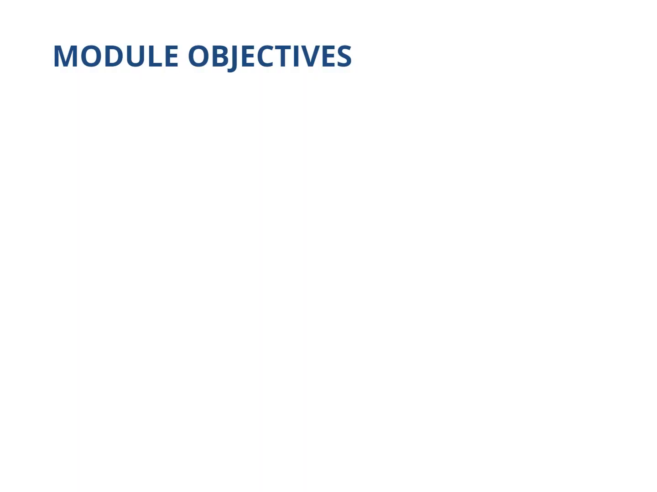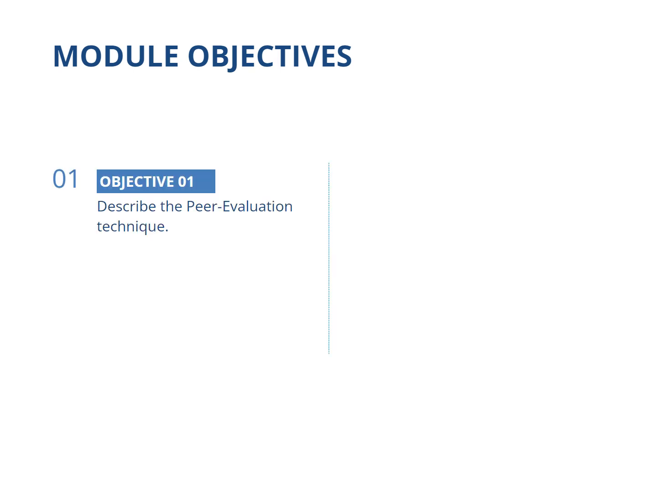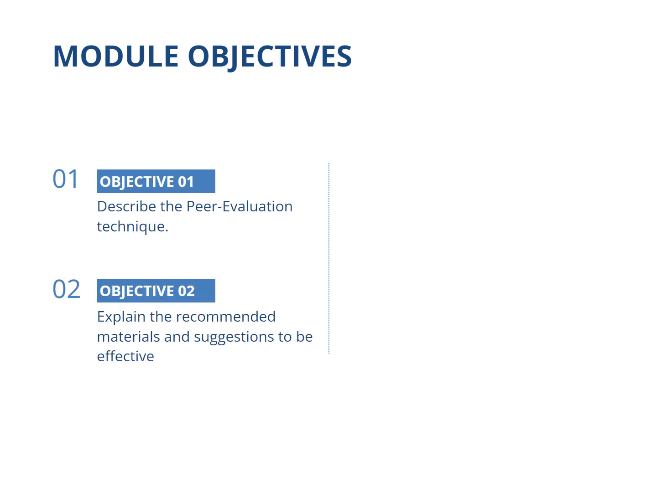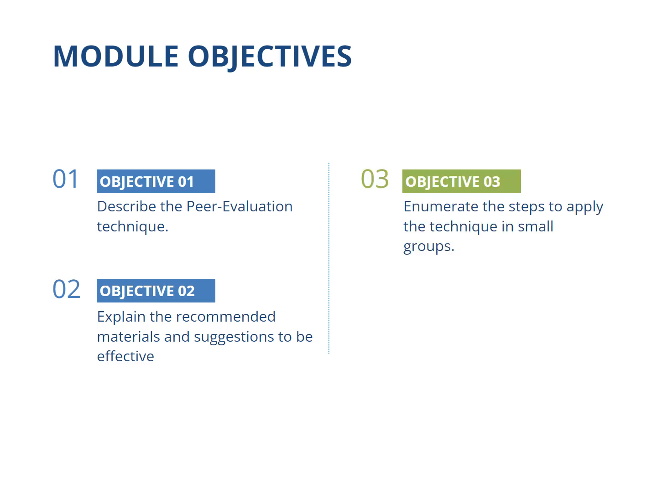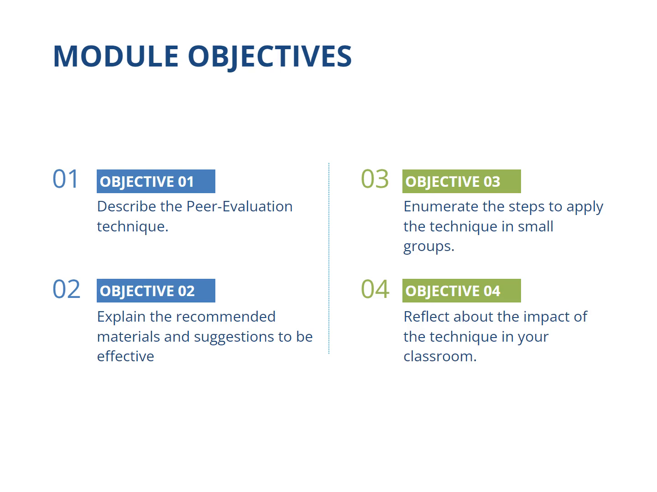Let's start with the objectives. At the end of this module, you will be able to describe the peer evaluation technique. You will be able to explain the recommended materials and suggestions to be effective. You will be able to enumerate the steps to apply the technique in small groups. And finally, you will be able to reflect about the impact of the technique in your classroom. When you're ready, you can click in the blue button and go to the next slide.